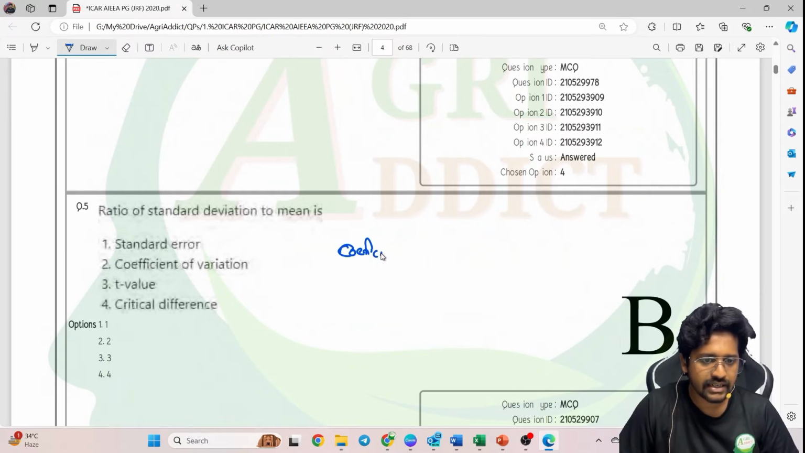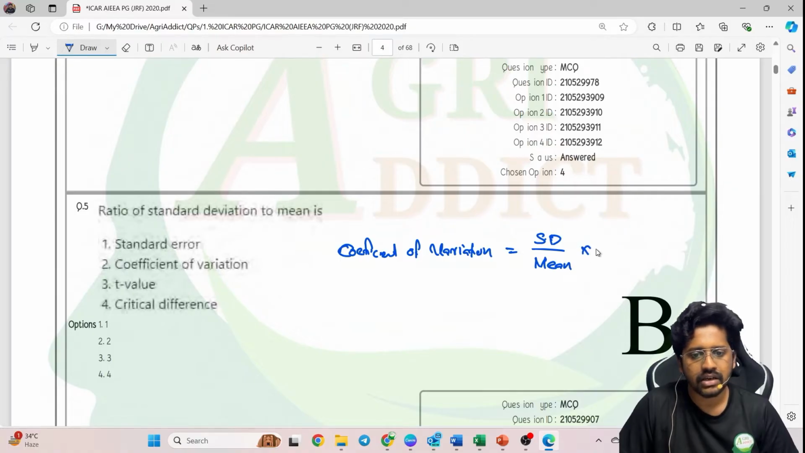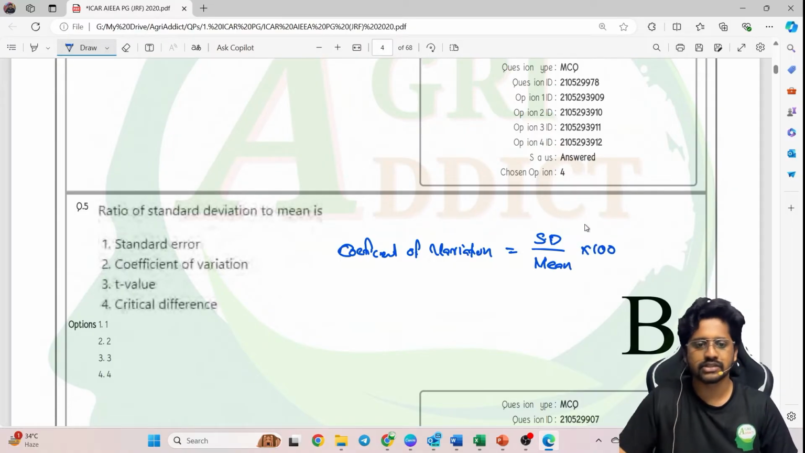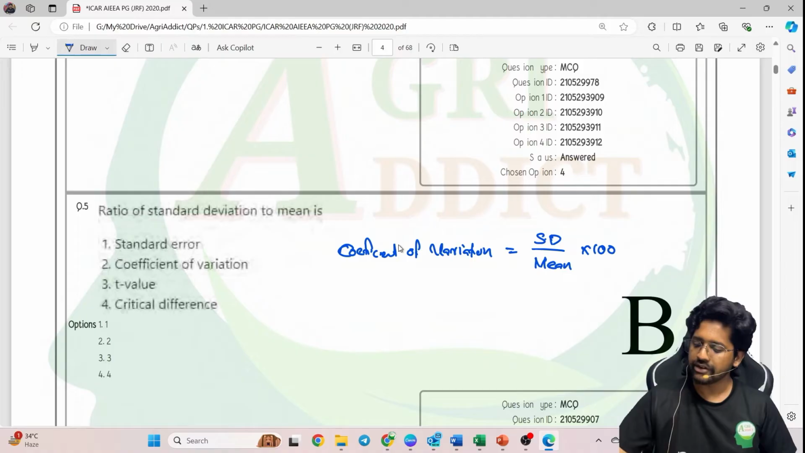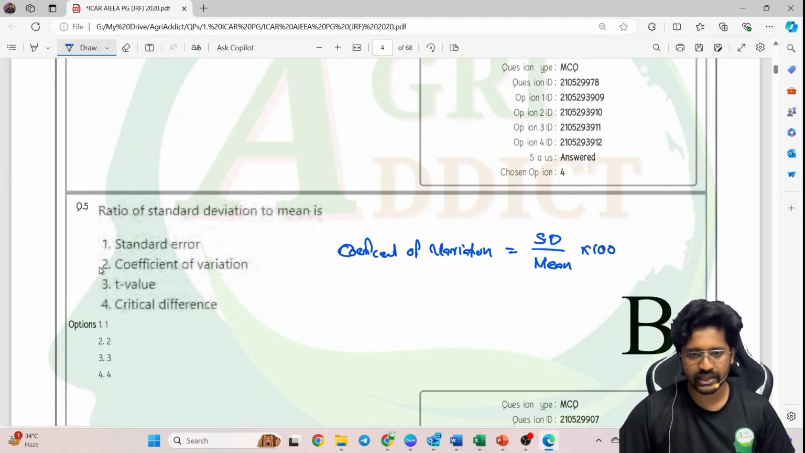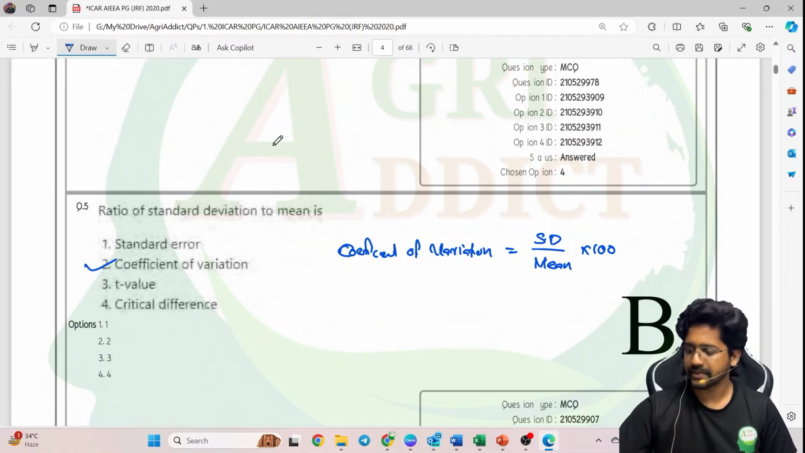The coefficient of variation can be determined by the equation standard deviation divided by mean into 100, which is expressed in the percentage. So therefore the ratio of standard deviation to the mean will be given by the coefficient of variation. It is a direct question actually. If we know the equation, it will be easy to answer. So the answer is coefficient of variation.